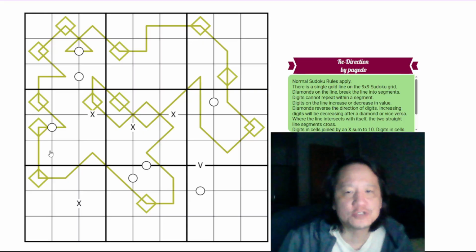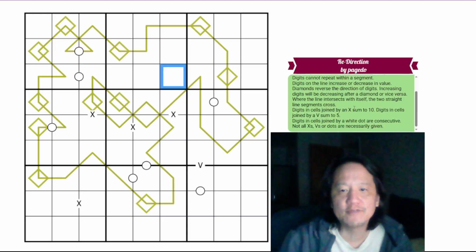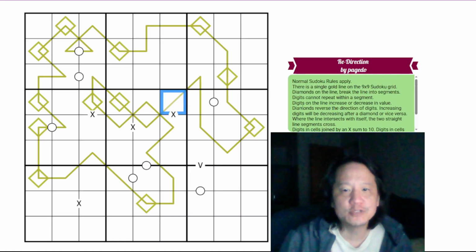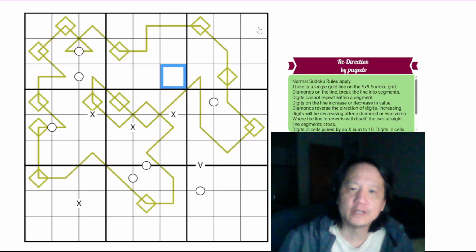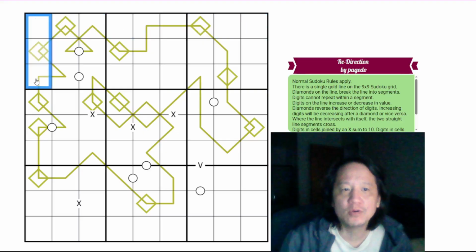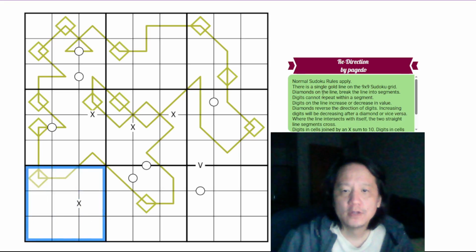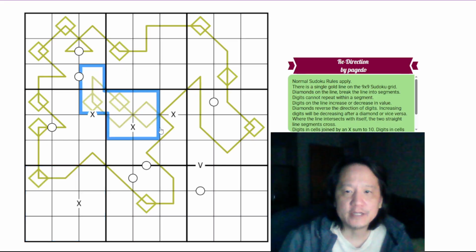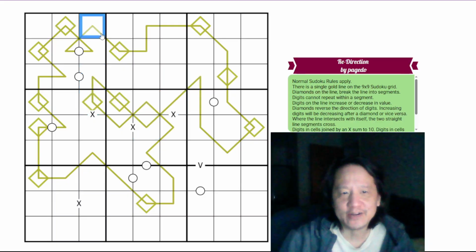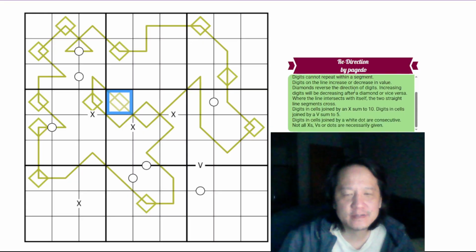Normal Sudoku rules apply, which means in every cell in the grid, place a single digit from 1 through 9 such that there are no repeats in any row, column, or designated 9-cell region. There is a single gold line on the 9 by 9 Sudoku grid. Okay, so this is all one long line. Diamonds on the line break the line into segments.